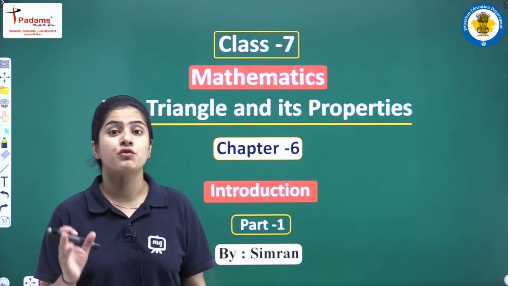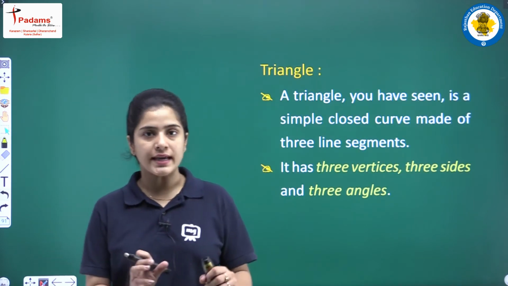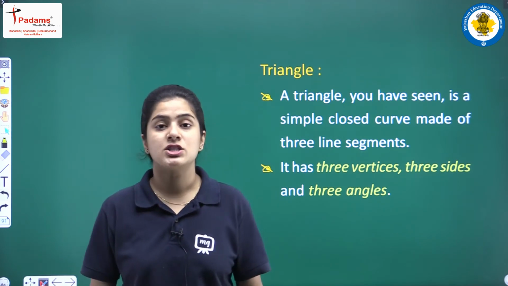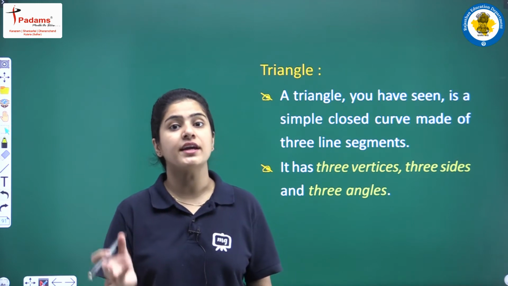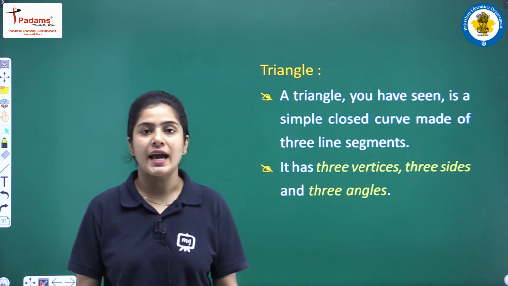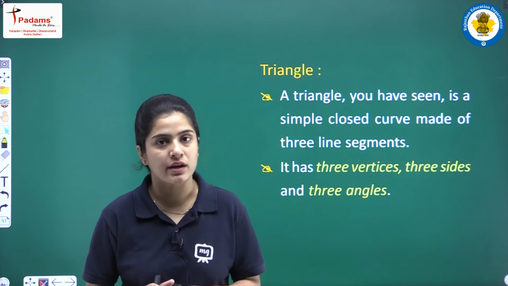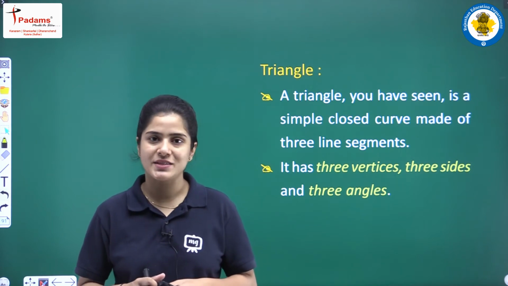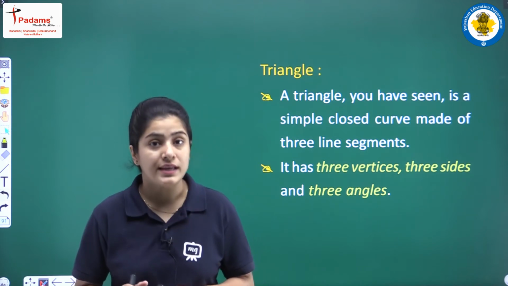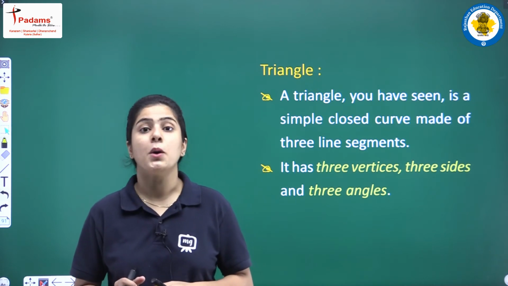Okay, students, so first we are going to discuss what is a triangle. Triangle, something very clear from its name. It means that it is something that is having 3 angles. Tri means 3, so 3 angles. So a figure in which 3 angles are there in a closed figure is called a triangle. Basically a triangle is something that has 3 line segments, 3 angles and 3 vertices.